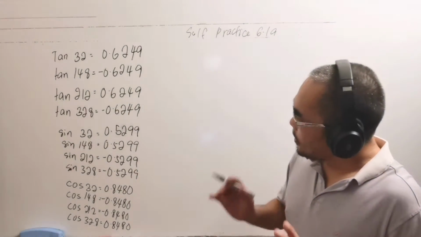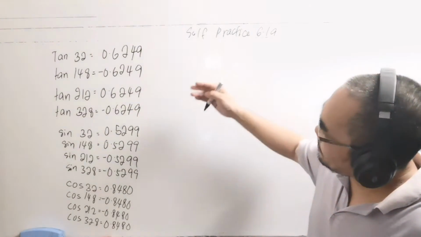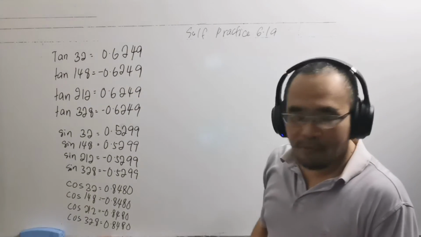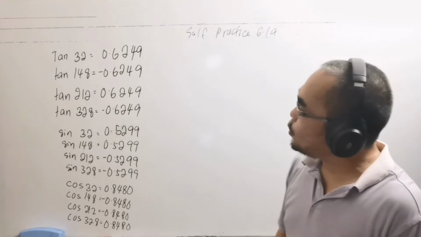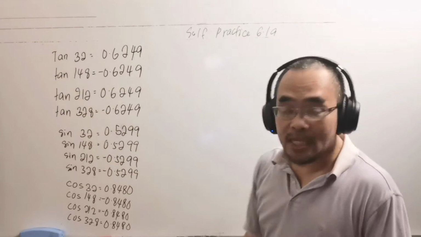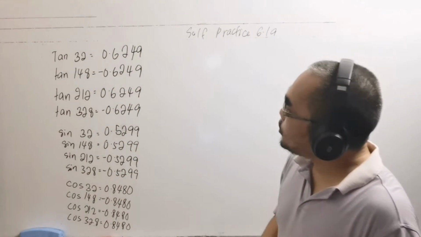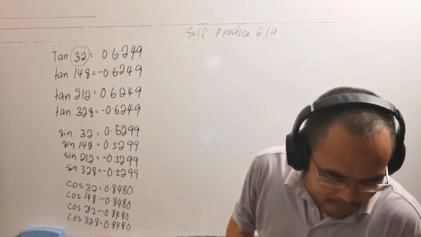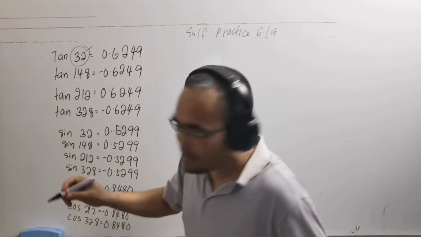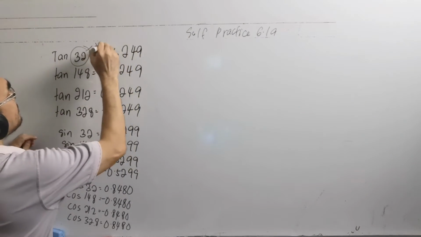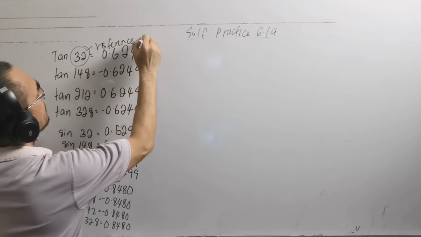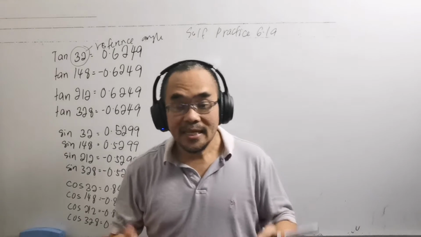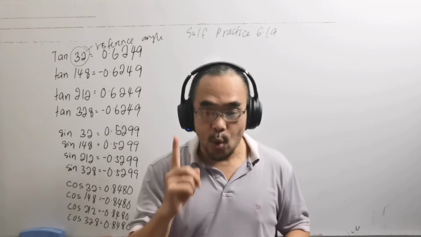Okay, so if you can see here, tangent 32 is related to tangent 148, is related to tangent 212, and is related to tangent 328. Alright. So the 32 is what we call the reference angle. And what is a reference angle? The angle that is in the first quadrant.